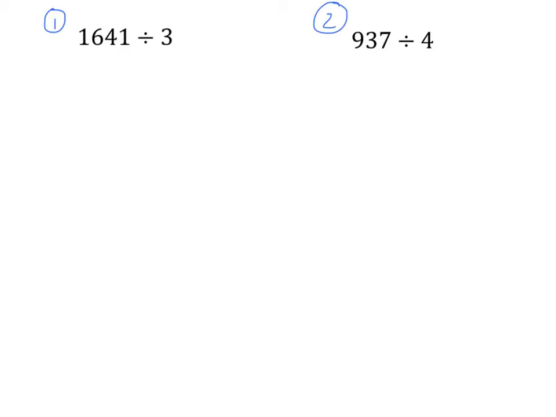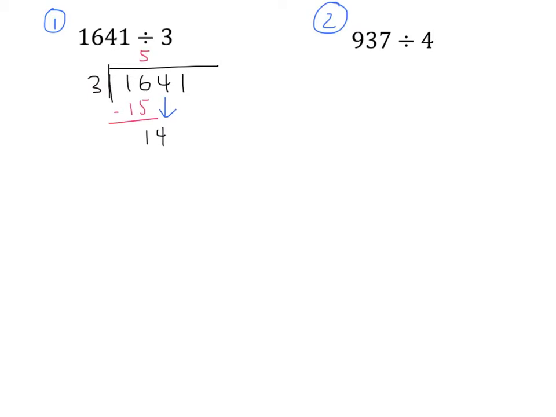So if I want to do 1,641 divided by 3, you should remember this from elementary school. How would I divide 1,641 by 3? Well, let's think. How many times does 3 go into 1? Well, it can't. So let's see. How many times does 3 go into 16? 5 times. And then we're going to multiply. 3 times 5 is 15. So then we subtract here. 16 minus 15 is 1. And then I need to bring down this 4.